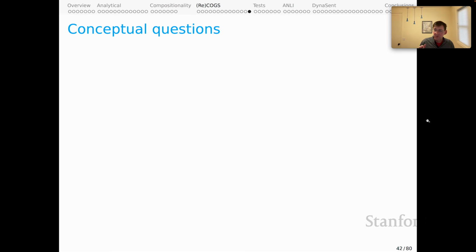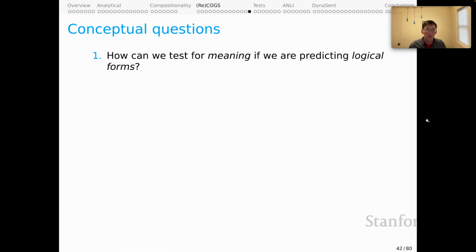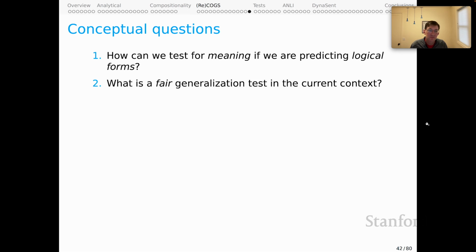To wrap up the screencast, I thought I would pose some conceptual questions that still linger for me, having done this deep dive on COGS and ReCOGS. First, how can we test for meaning if we're predicting logical forms? Logical forms are just more syntactic expressions. We want to get at the true meaning. We have to do that through logical forms, and the logical forms always have some arbitrariness about them that's always going to get in the way of us really purely seeing whether models understand the meanings of these input sentences.